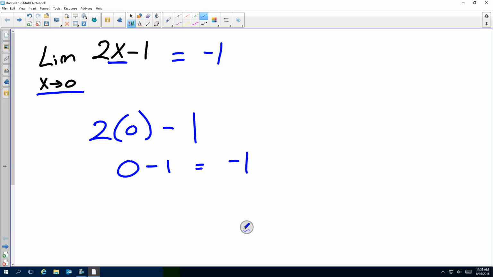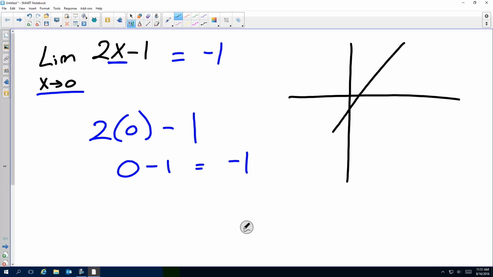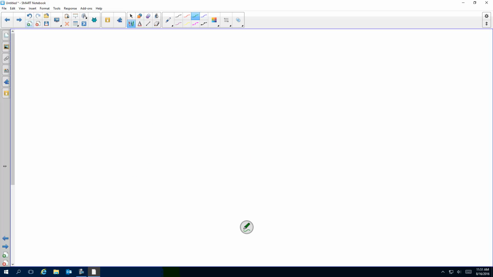This makes sense because this function, 2x minus 1, is simply just a linear function, correct? So as we approach 0 from both the left and the right, we are approaching that y-intercept of negative 1, okay? But algebraically, all we have to do is simply plug in, okay? Very easy.